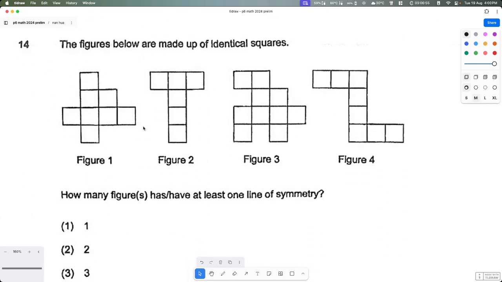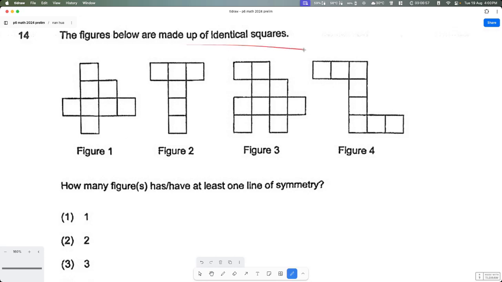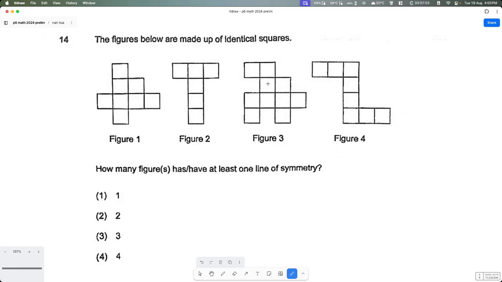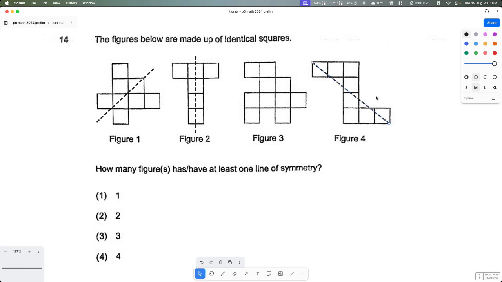Question number 14. The figures below are made up of identical squares. How many figures have at least one line of symmetry? At least one line. So line of symmetry, I think one is here. So figure 2. Figure 1 also has one, which is diagonal, like this. So I have 2 figures. This one not really, you can't really see it. Figure 4 also not really. Even if you were to do it diagonally like this, it needs to be opposite the same. So no. The answer for 14 is 2. There's only 2 figures with at least one line of symmetry.